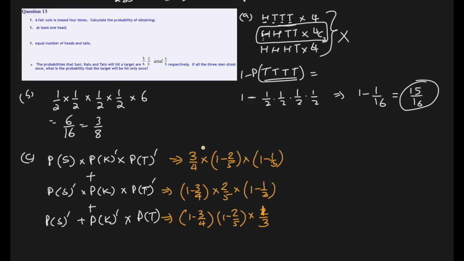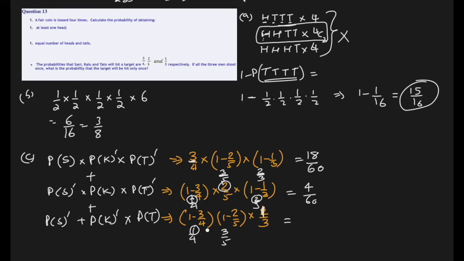Okay, so let me write the values one by one. 3/4 is 3/4, this will be 3/5, this will be 2/3. So 3 times 3 is 9, times 2 is 18, 4 times 5, 20 times 3, 60. Now here, this will be 1/4. Then we have 2/5, and here it will be 2/3. So 1 multiplied by 2 multiplied by 2 is 4 out of 60. This will be 1/4, this will be 3/5, and this is 1/3.